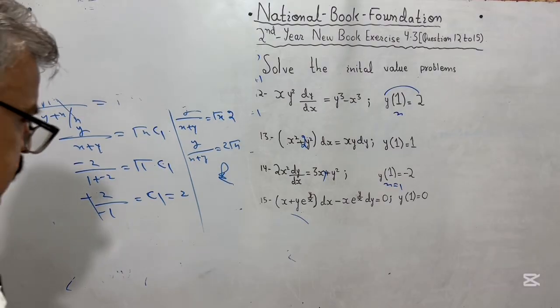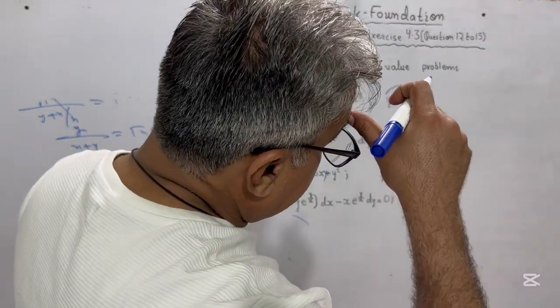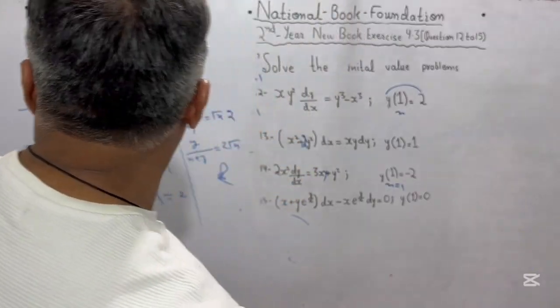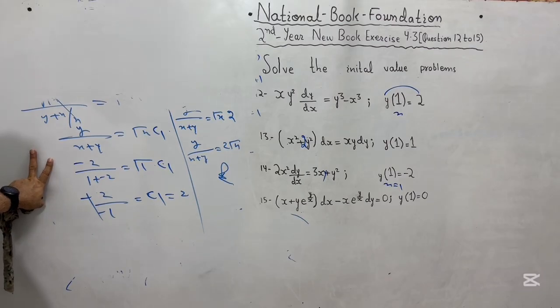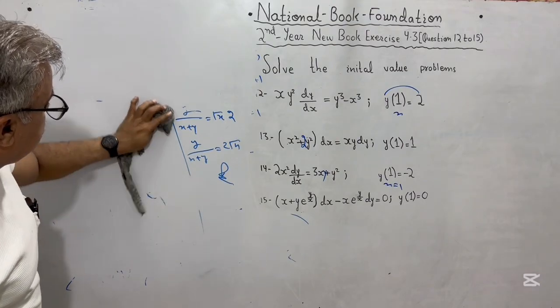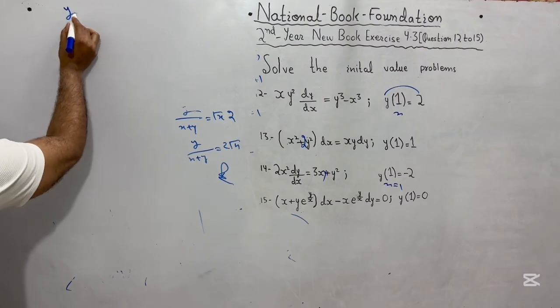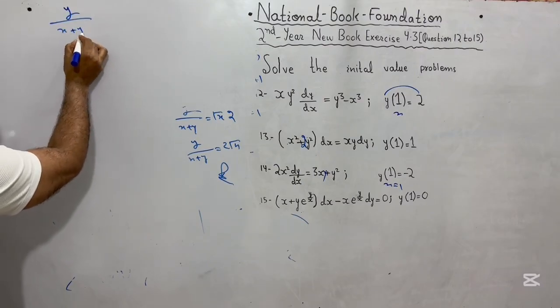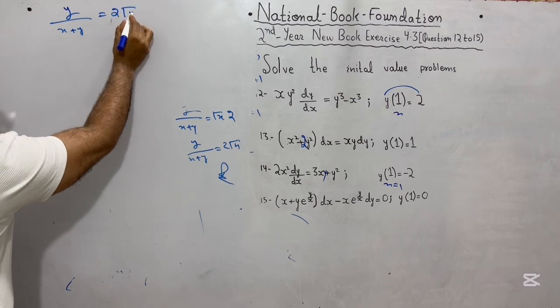It is number 14, 2x square, that is y over x plus y whole square. There is no x square. Okay, here we have arrived at the result: y over x plus y is equal to 2 times under root x.